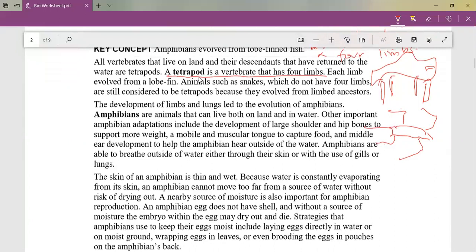Other important amphibian adaptations include the development of large shoulder and hip bones to support more weight, a mobile muscular tongue to capture food, and a middle ear. Let me quickly show you the anatomy of an amphibian to describe its qualities here.